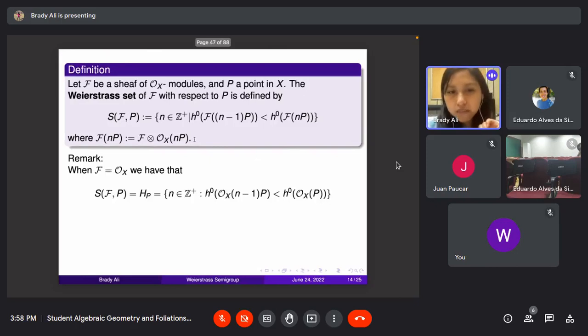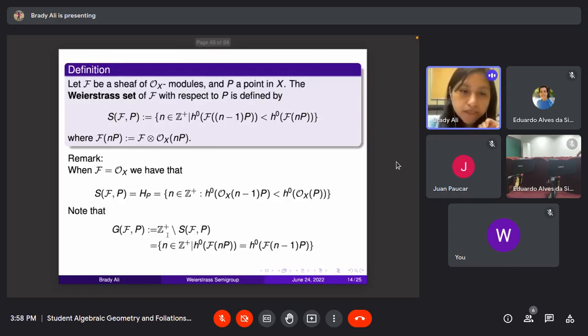If we take F equal to O_X, the sheaf of degree 0, we can recover the definition of the Weierstrass semigroup at the point P. So in this case, when F is equal to O_X, we have that S_F,P will be equal to H_P. We have the normal definition.